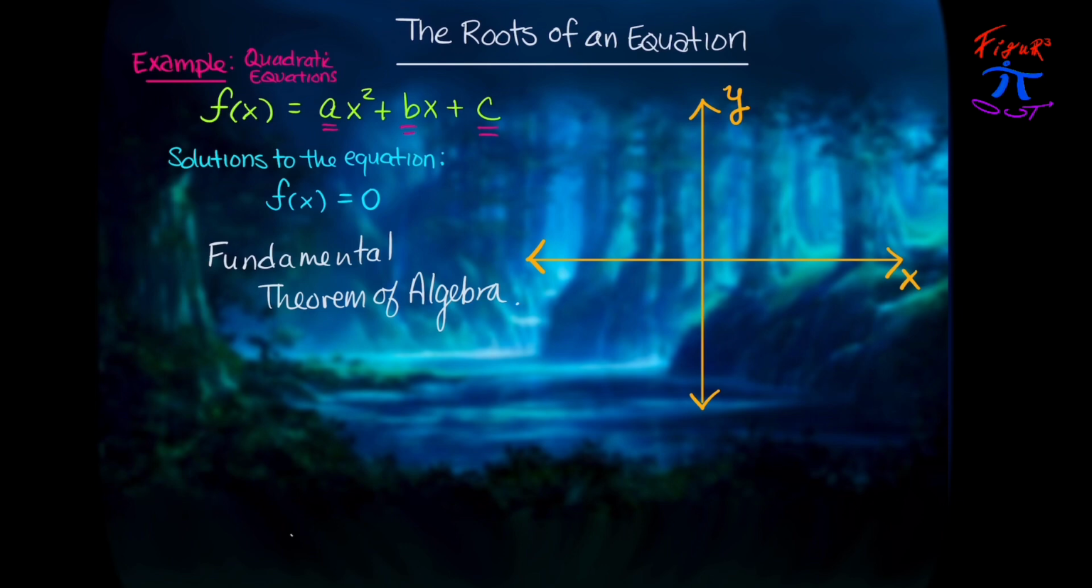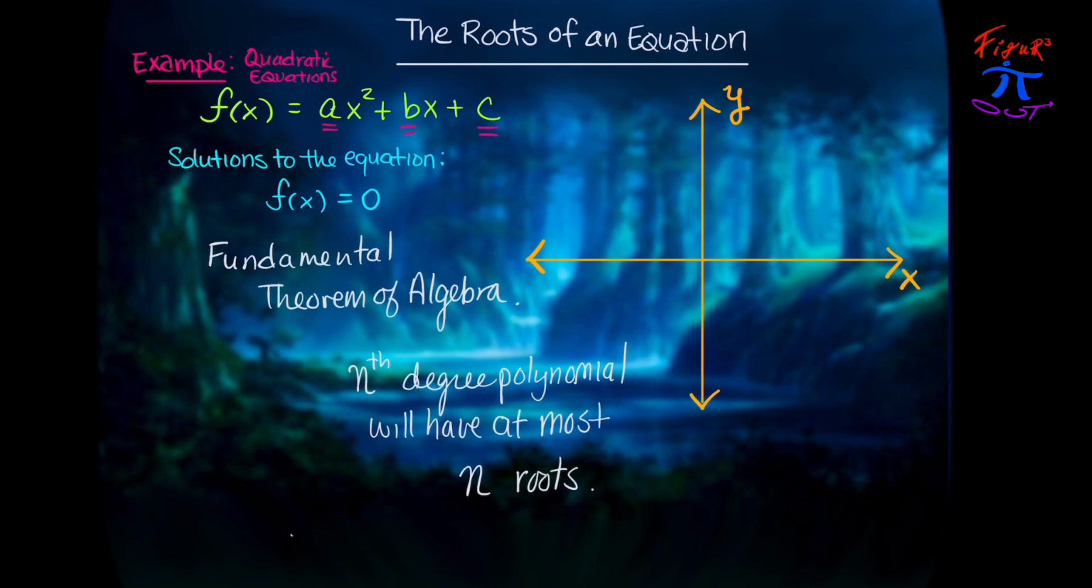Now, by the fundamental theorem of algebra, a quadratic equation has two roots, and so an nth degree polynomial will have at most n roots, n zeros.